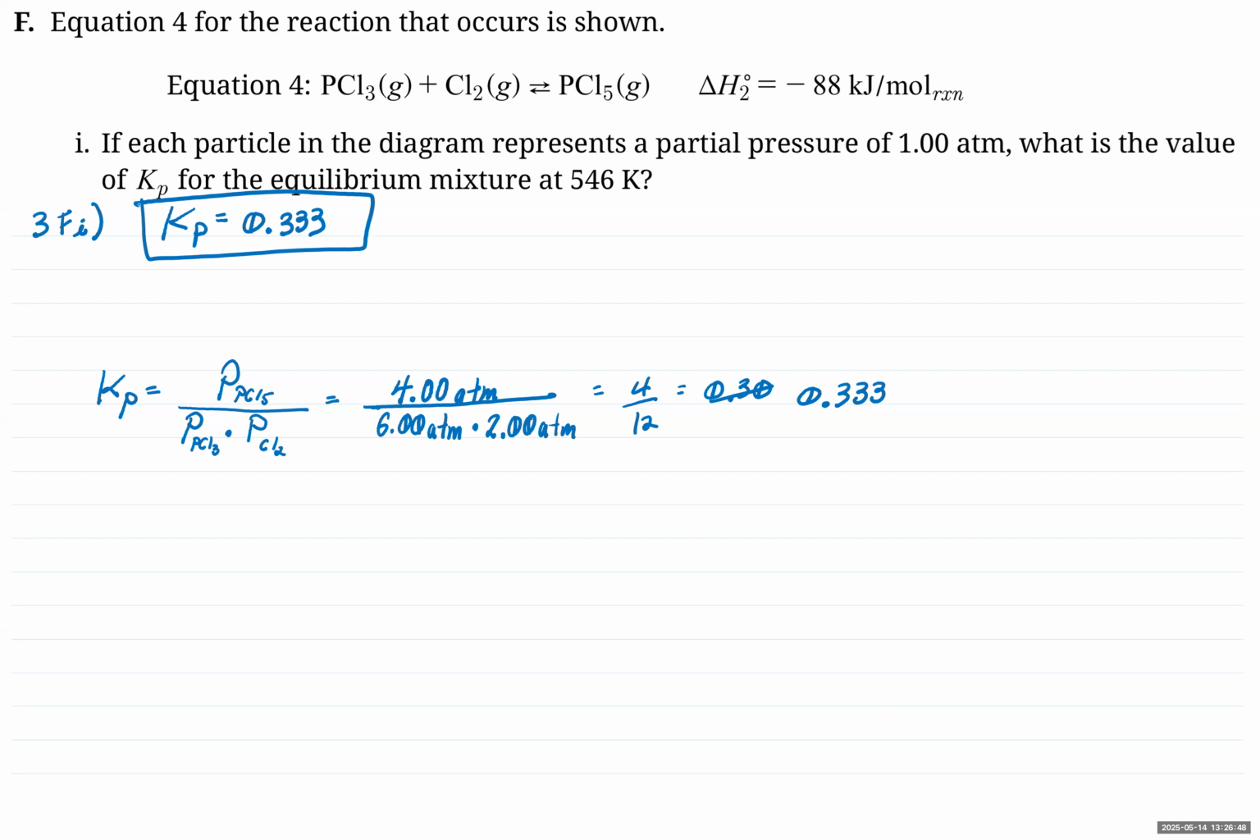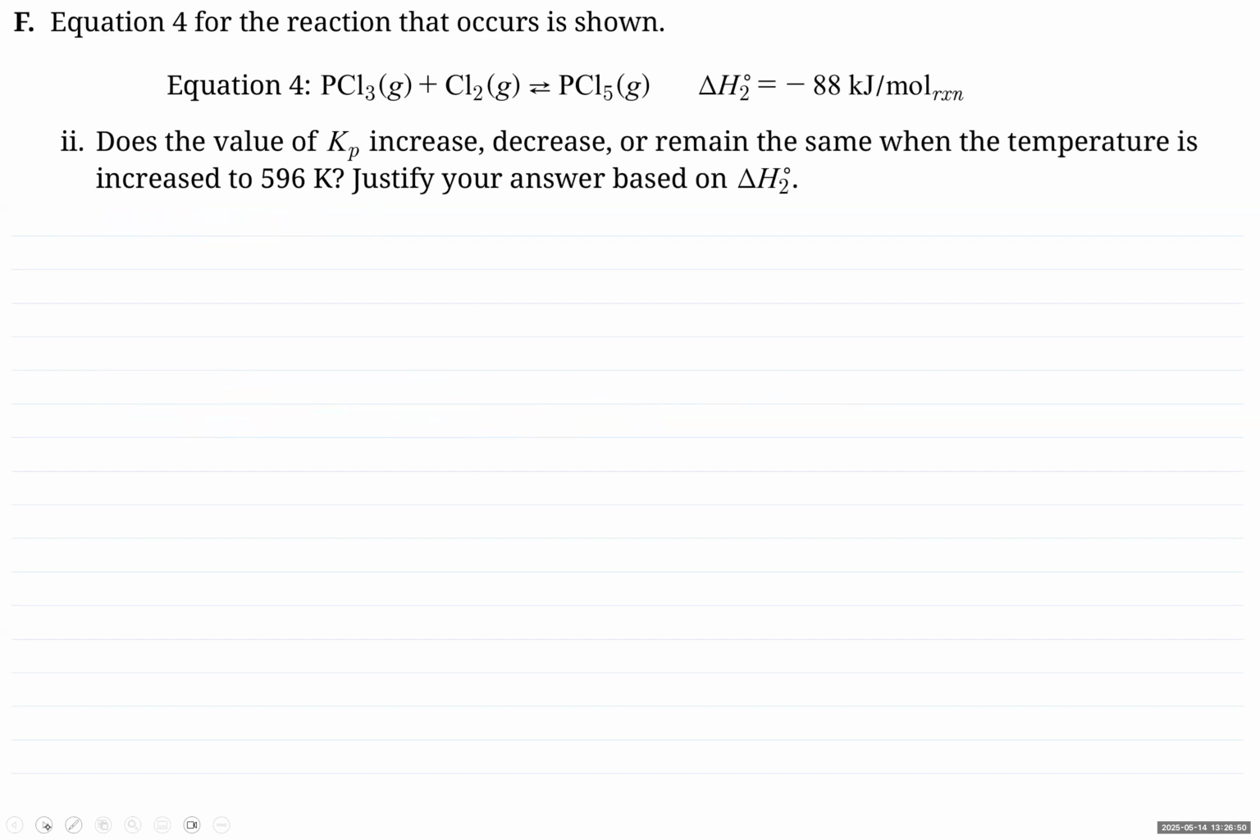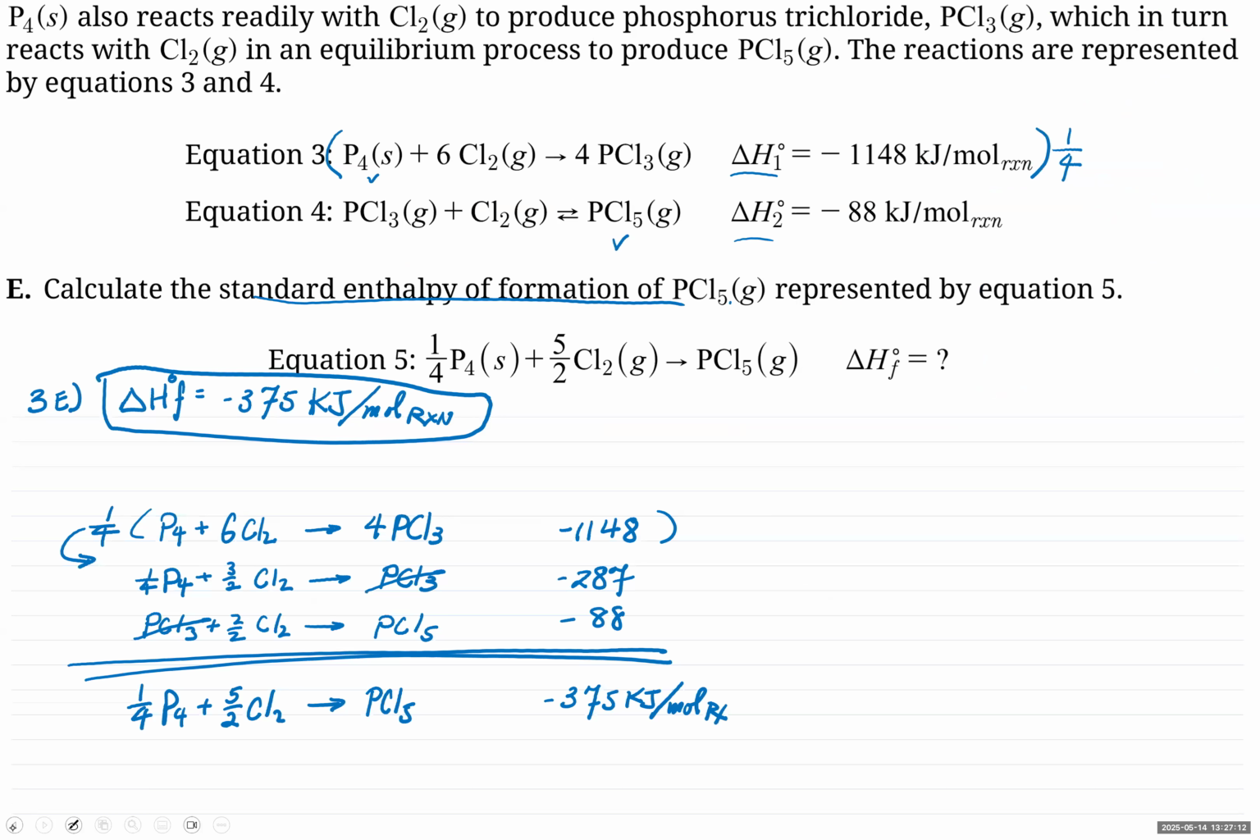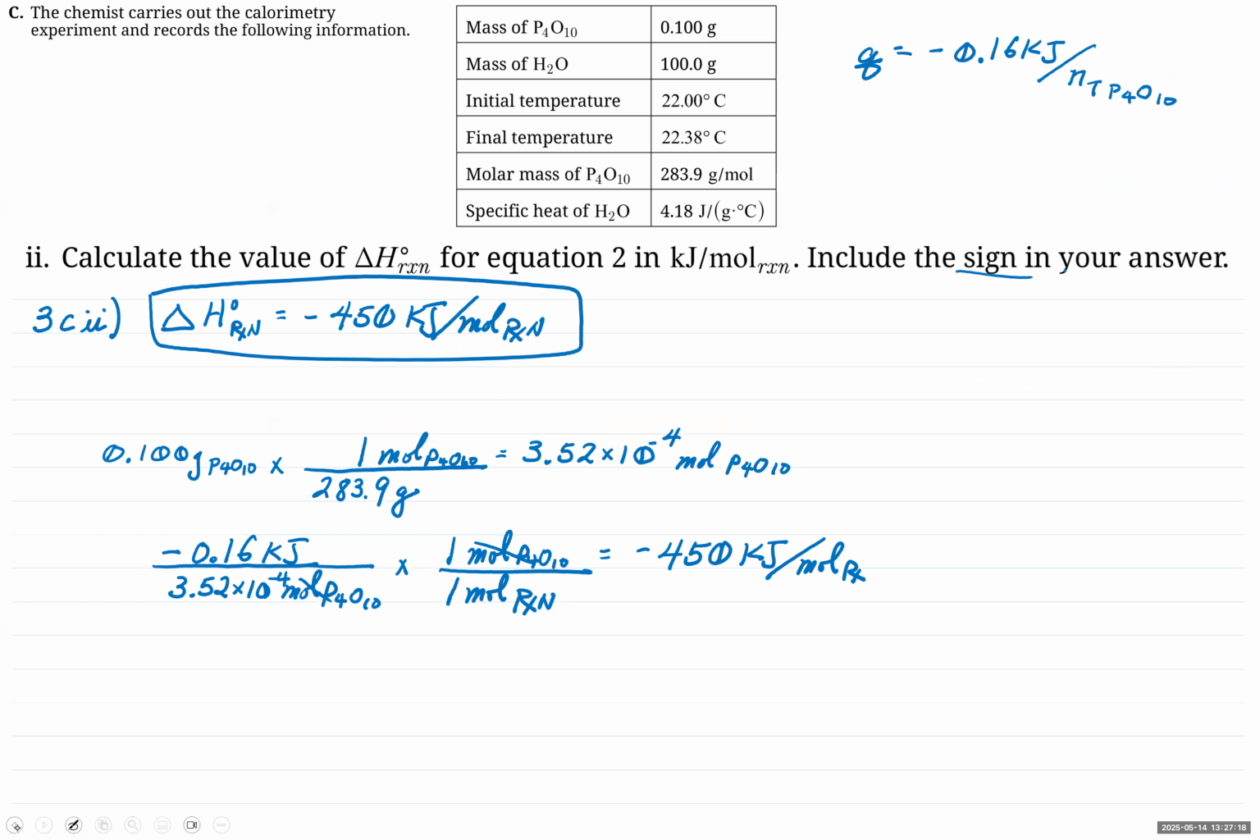All right, let's go to part 2. The last part, equation 4 for the reaction that occurs is shown. Does the value of Kp increase, decrease, or remain the same when the temperature is increased to 596 kelvins? Justify your answer based on our delta H2, right? All right, so what do we got? I'm going back for this thing, and then we said, where is our delta H?